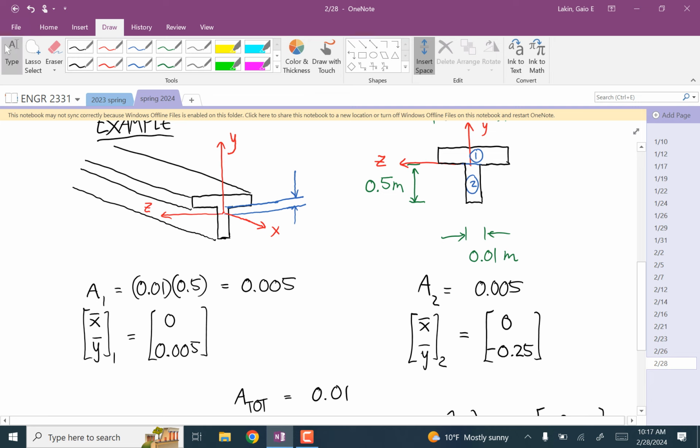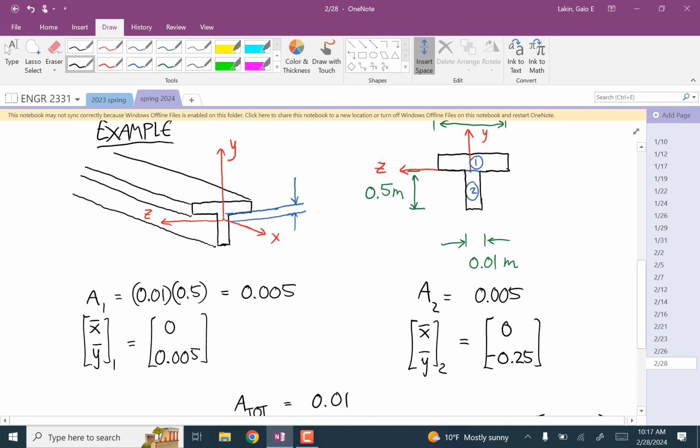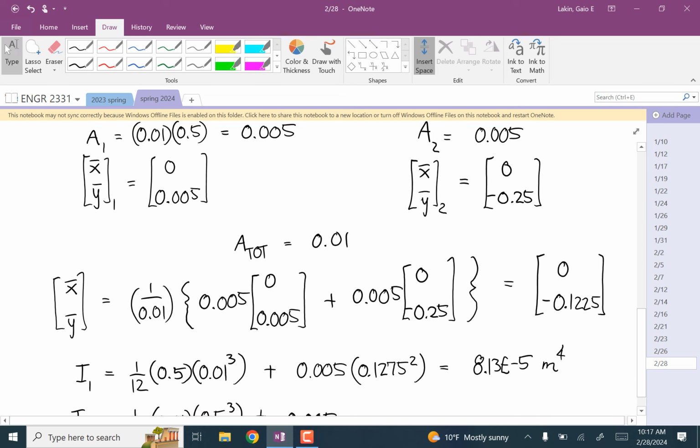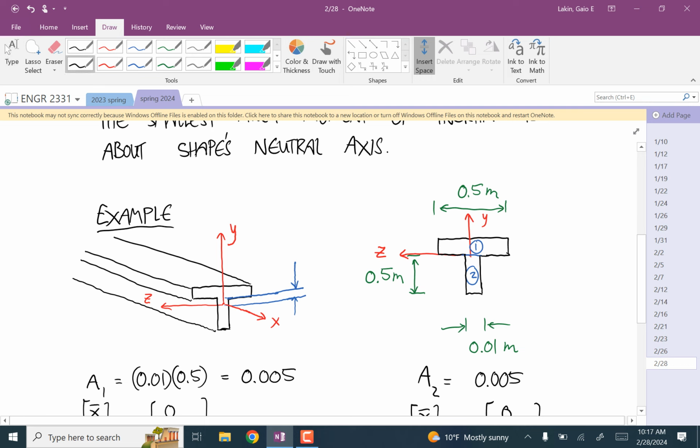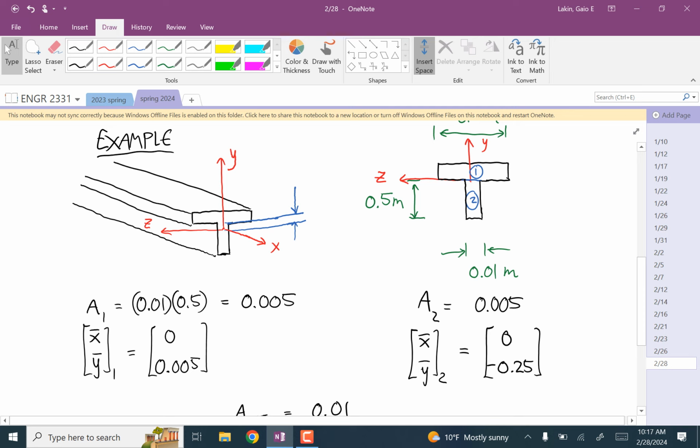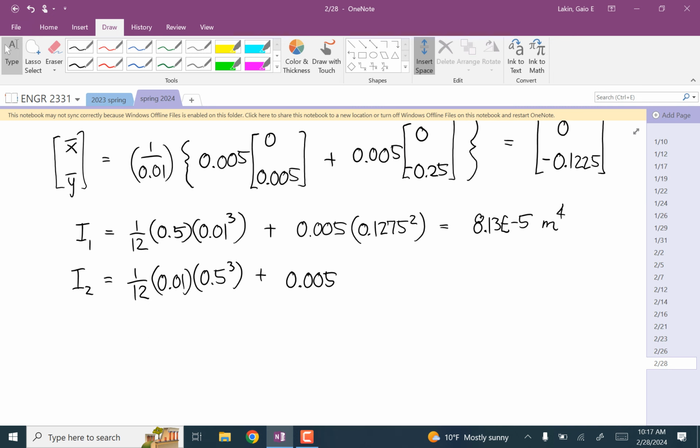Okay, so in the original coordinate system, the centroid of this lower rectangle was 0.25 meters below the separation between those two rectangles. The centroid of the whole shape is only 0.1225 below. So we want to go 0.25 minus 0.1225. That's the distance we need to move this thing.